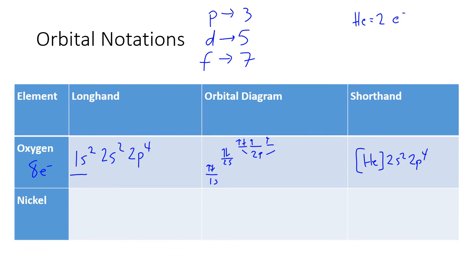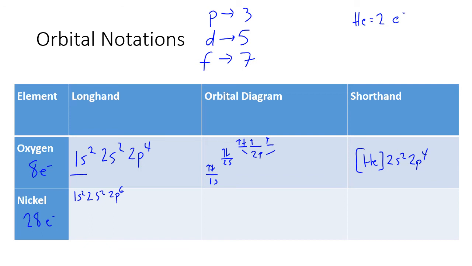For nickel, the longhand configuration is going to start off very similar. There's a 1s2 orbital, that's the first orbital that's always used and available. And then there's a 2s2 orbital, that's 4 electrons. Nickel has 28 electrons, so we're going to find room for 28 electrons. The next orbital is a 2p orbital, and p orbitals can hold up to 6 electrons. In this case, we want to get to 28 electrons, so we are going to use all 6 spaces. So that now gives us 10 electrons.